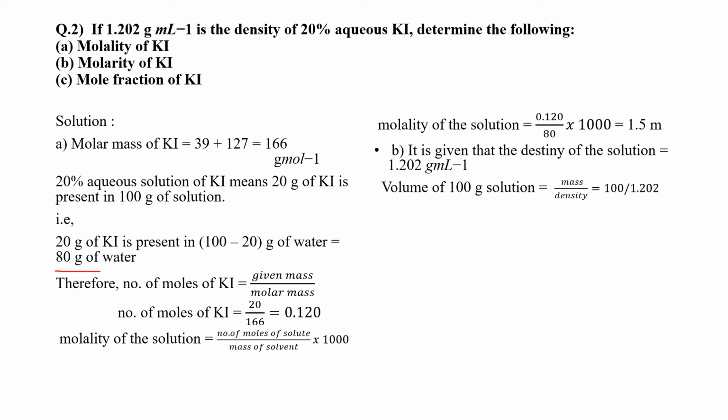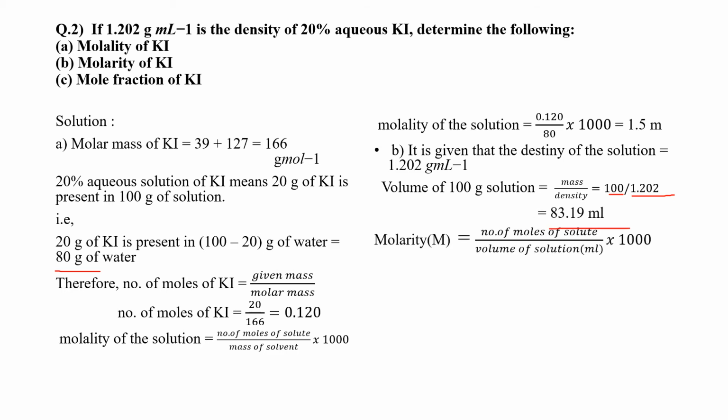Now the volume of 100 gram of solution will be equal to, volume is equal to mass upon density. So the volume of 100 gram of solution will be equal to the mass of the solution, that is 100, divided by the density of the solution given in the question, that is 1.02 gram per milliliter. So from this, the volume will be equal to 83.19 milliliter.